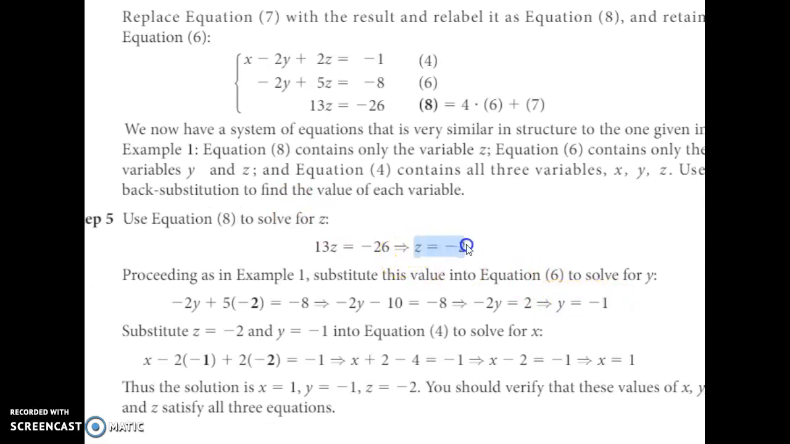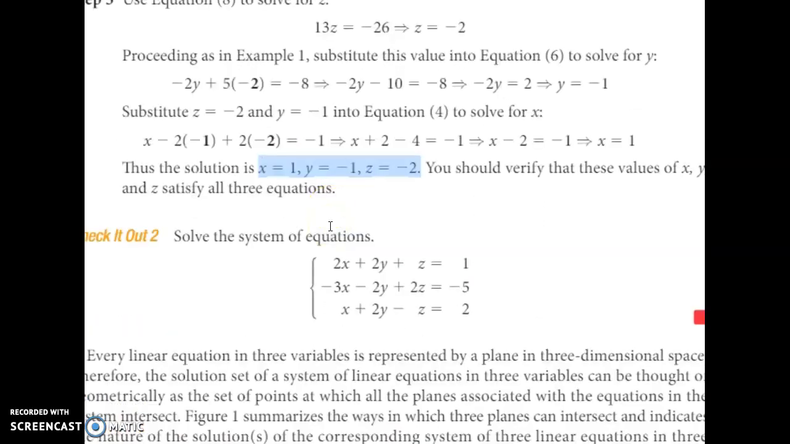Plug in y equals -1 and z equals -2 into the first equation. It's late in the evening, so I'll let you do this. You come up with x equals 1, and the solution is this one here for the entire system. In three-dimensional space, that would be the solution where all three planes intersect in one point.